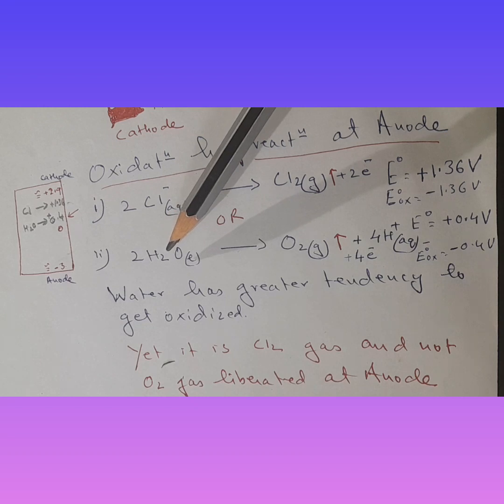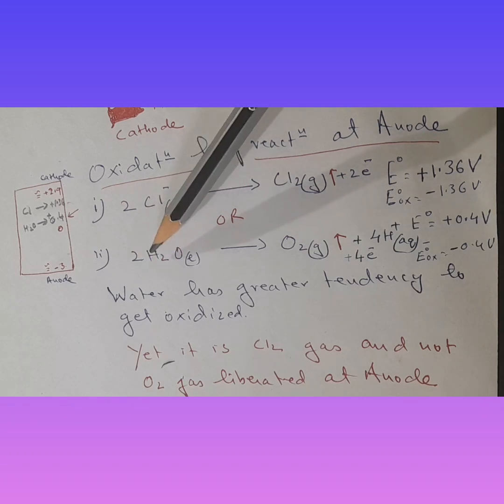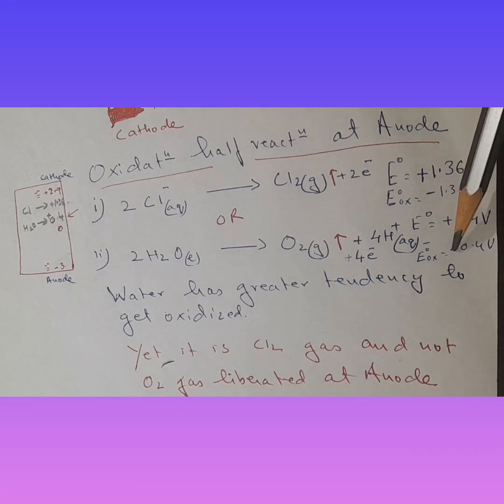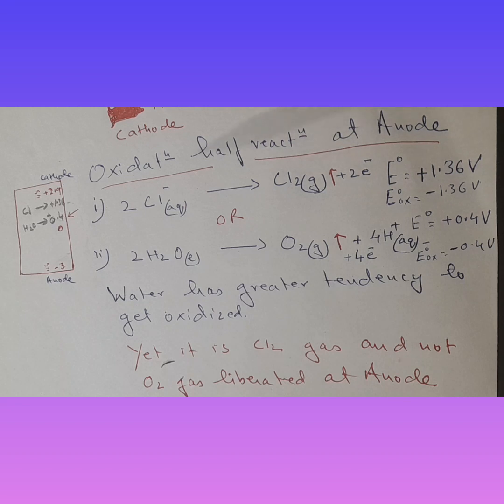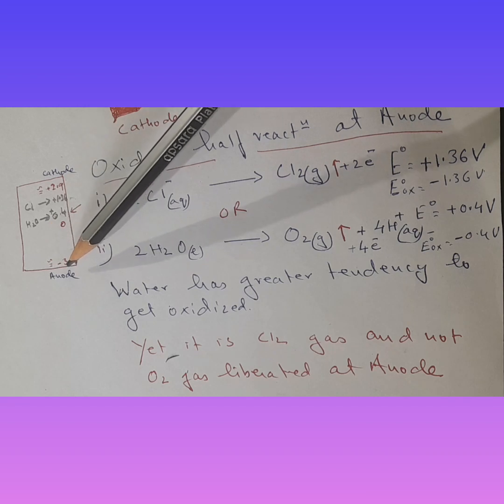Now in case of water, what happens? Water gives out oxygen, 4H+ and 4 electrons. What is the E0? E0 is +0.4. I just jotted down here the oxidation; since it is anode, we have got to think in terms of oxidation, so negative. But the reduction potential itself would help our purpose. Now 1.36, I've jotted it down here, is for Cl, and +0.4 is for water. Which of the two is closer to anode? Obviously, water is closer to anode.